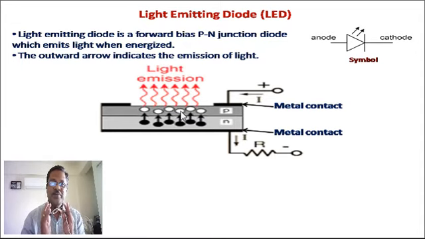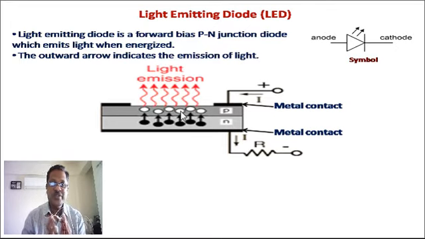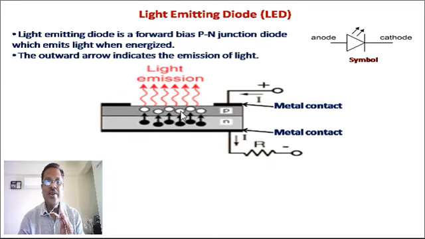Now the commonly used semiconducting materials are silicon and germanium. Now silicon and germanium are heat producing materials. So most of the energy is utilized in the production of heat, and hence there is insufficient energy for the production of light. Therefore, silicon and germanium are not used for the fabrication of light emitting diode.